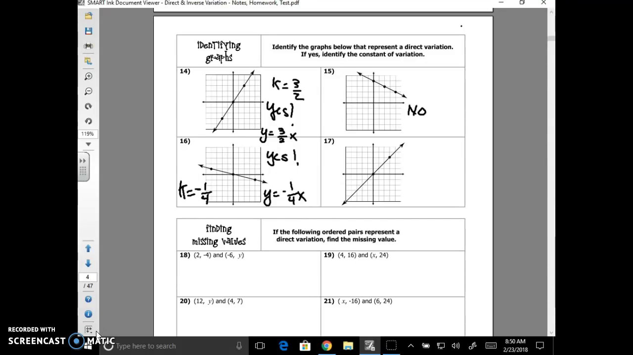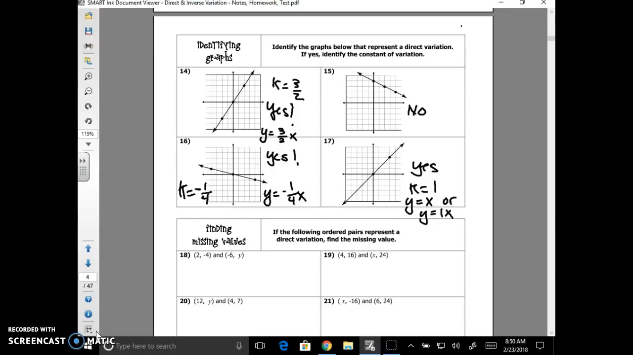Okay, the next one goes directly through the origin. So yes, it's a direct variation. Let's find k. We're going to go 1, 2, 3, 1, 2, 3. So 3 over 3 equals 1. y equals x. Or if you still want to put your coefficient there, you're more than welcome to.